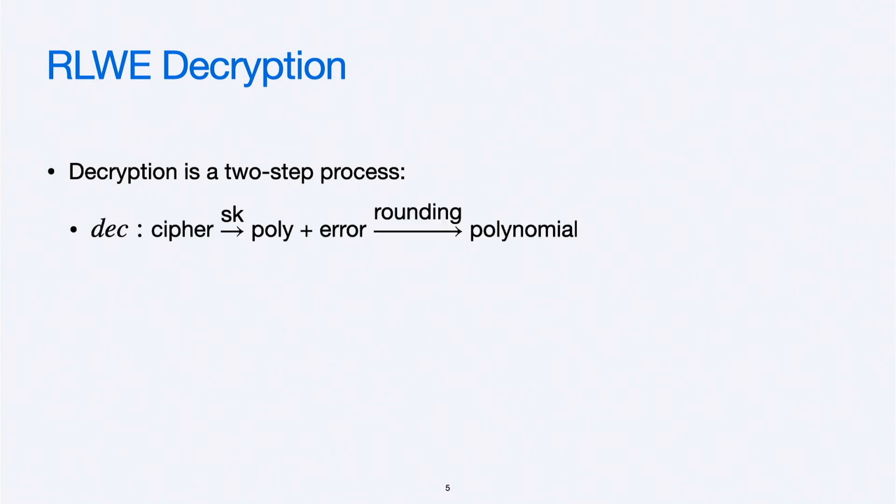And while we are at it, let's look at the decryption. Decryption is a 2-step process in which we take a ciphertext and we use the secret key to obtain a polynomial with some error, and then we do rounding off to get the polynomial. And in the second step, which we call decoding, we take the polynomial and retrieve the underlying message, which is an integer, for example.